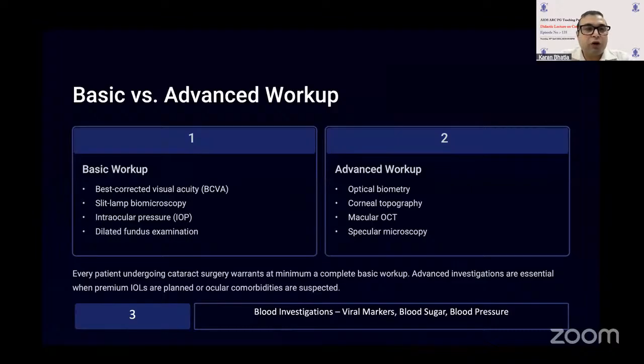Coming to the topic, there is a basic and advanced workup. The basic workup includes the best corrected visual acuity, the slit lamp biomicroscopy, which my colleague has very nicely described, the intraocular pressure, and you want to do a dilated fundus examination as well. The advanced workup consists of the optical biometry, the corneal topography, the macular OCT, and the specular microscopy. You can add a ROPLAS or a syringing to it. The third would be the blood investigations, which are viral markers, a blood sugar, and a blood pressure, which are absolutely mandatory before you proceed for surgery.